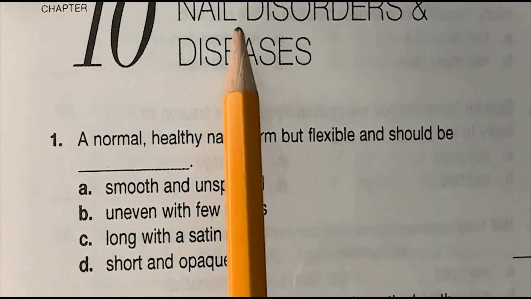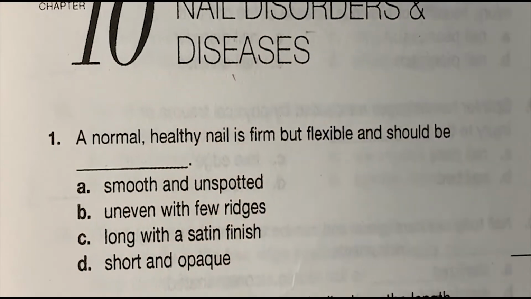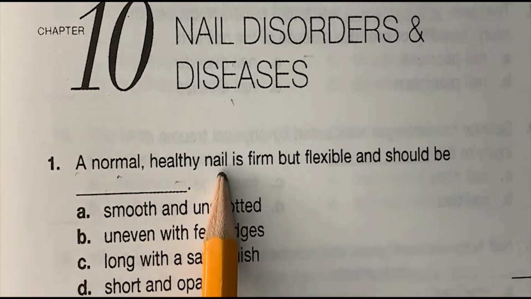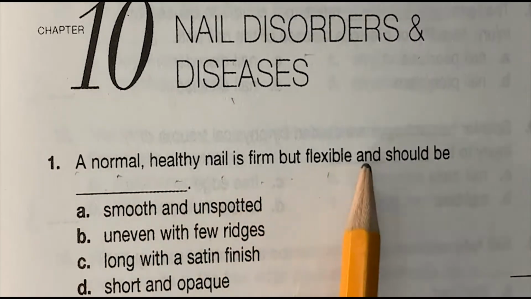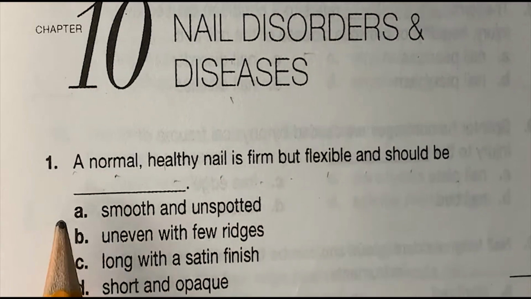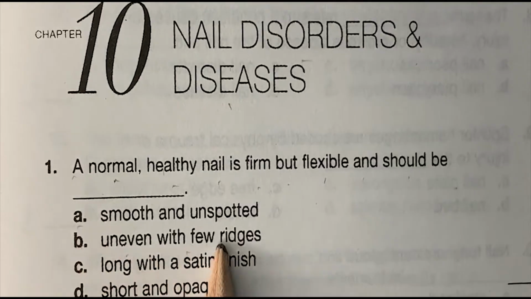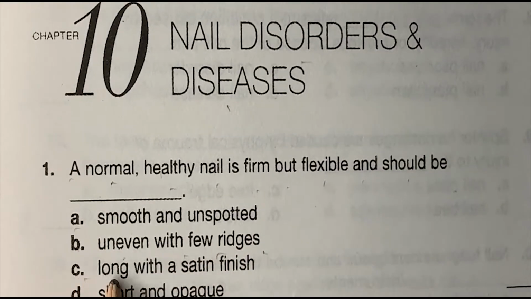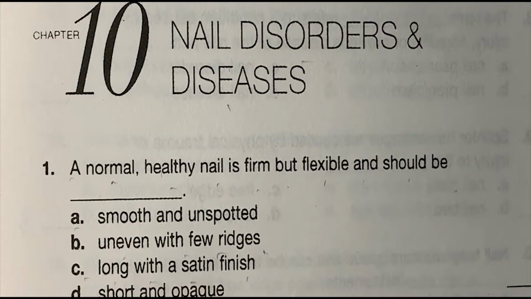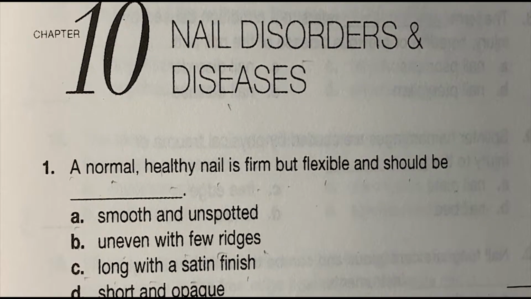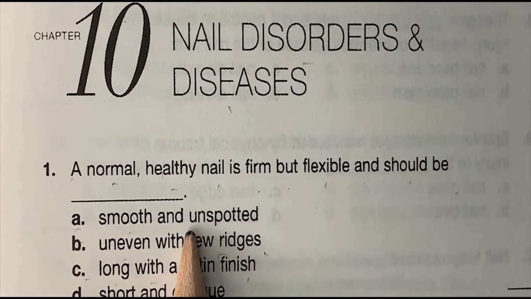Chapter 10, Nail Disorders and Diseases. Number 1, a normal, healthy nail is firm but flexible and should be blank. A, smooth and unspotted. B, uneven with few ridges. C, long with a satin finish. Or D, short and opal. And your correct answer is A, smooth and unspotted.